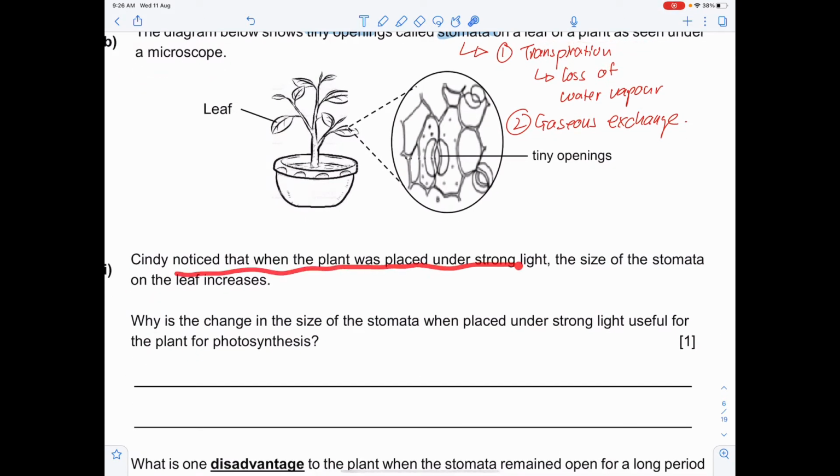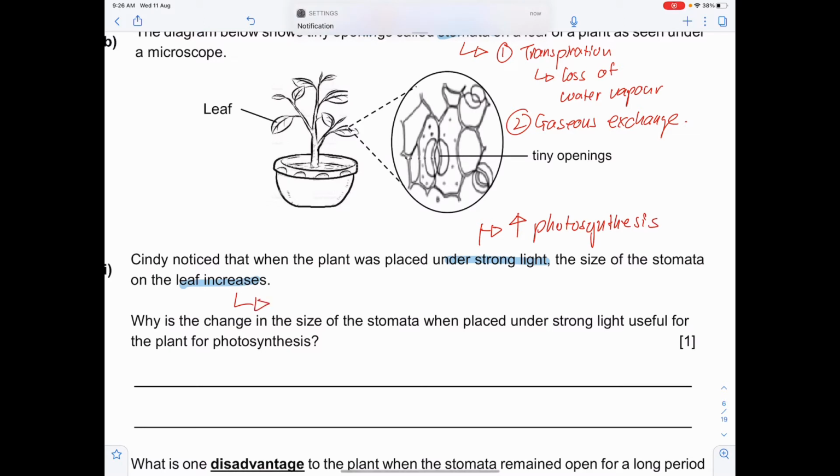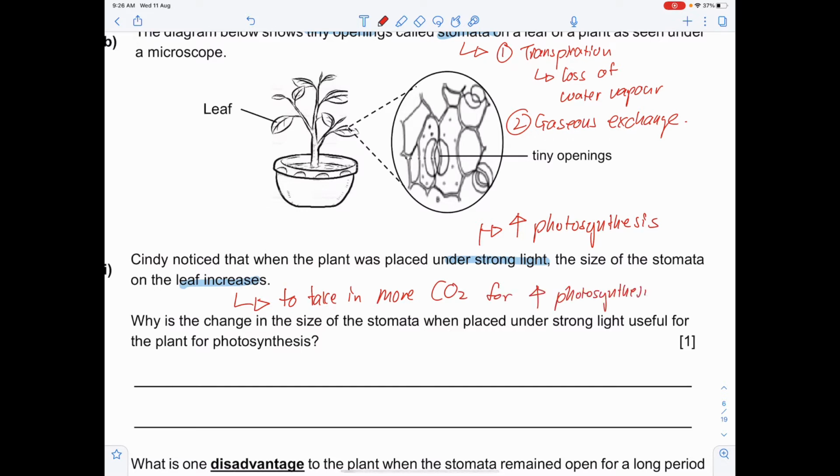Okay, Cindy noticed that when the plant was placed under strong light, the size of stomata on the leaf increases. So why does it increase? Let's do a bit of annotation. Under strong light signifies that there should be a high amount of photosynthesis. Now we mustn't forget that photosynthesis doesn't just need strong sunlight, it also needs lots of carbon dioxide. And this is the reason why this increases, to take in more carbon dioxide for more photosynthesis. Now be careful, in exams you are not allowed to use chemical formulas like CO2, not allowed. I'm just writing down like this to save space.